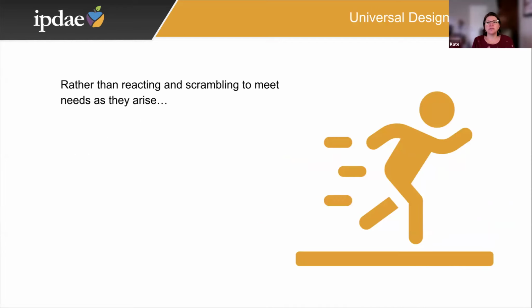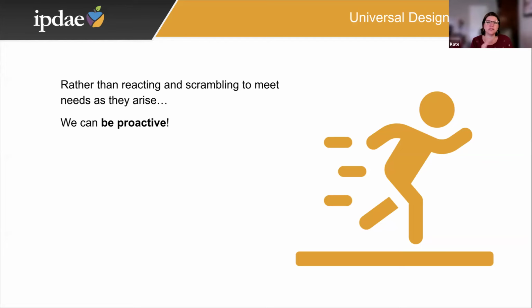And so sometimes we can spend way too much time kind of reacting to those needs, scrambling to meet needs as they arise. If you're familiar, for example, with a K-12 model of education, I know a lot of our educators do K-12 during the days and teach adult ed at night, we'll have IEPs. We have to make certain accommodations for students. Well, the idea of universal design for learning is being proactive rather than reacting to students' needs.